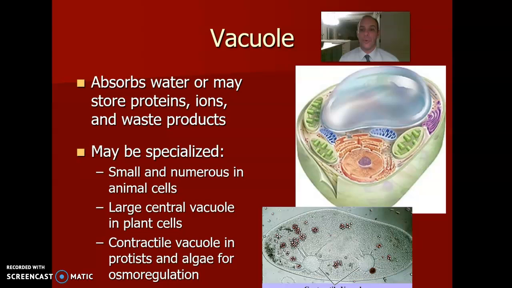All right, one of the most important organelles, especially in a plant cell, is a vacuole. If you see over here, you can tell right away whether it's an animal or plant cell just on the size of the vacuole. If it has this enormous vacuole in it, it's a plant cell, because plants need more water than the animal cells do. All right, they absorb water or may store proteins, ions, and waste products. They may be specialized, small and numerous in the animal cells, and large in the plant cells. You can tell it's a plant cell by the chloroplast being green and the enormous vacuole.